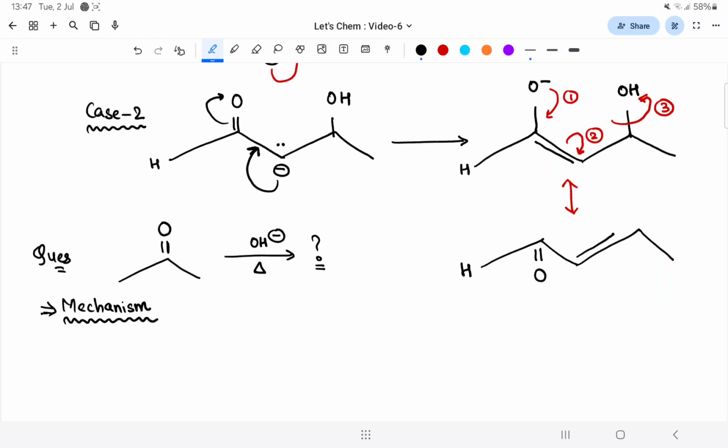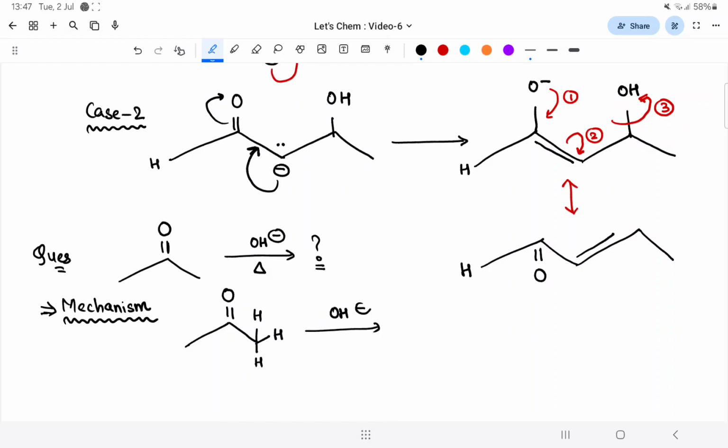Okay guys, let's start and let's try to draw this. Here is the reactant that we are having with us. I'm going to write the first step here. Let's say this is an H, the CH3. I hope now it makes sense.